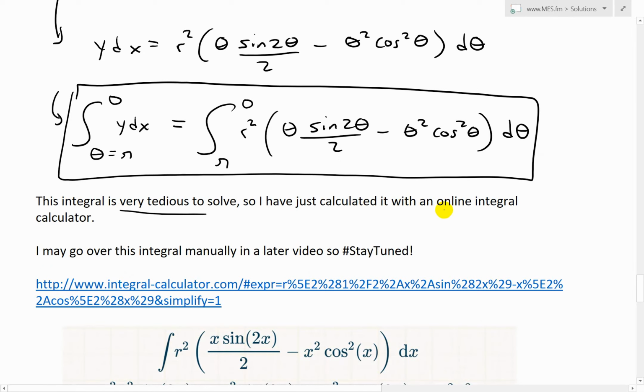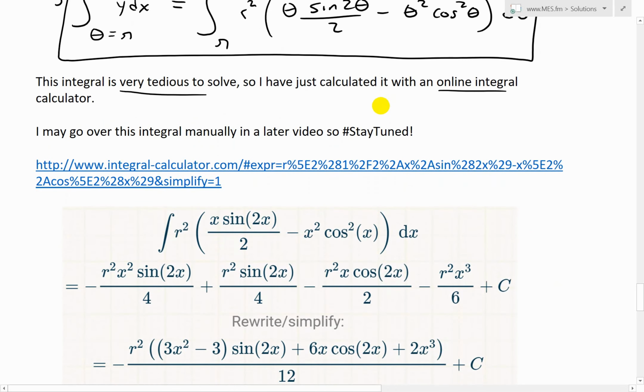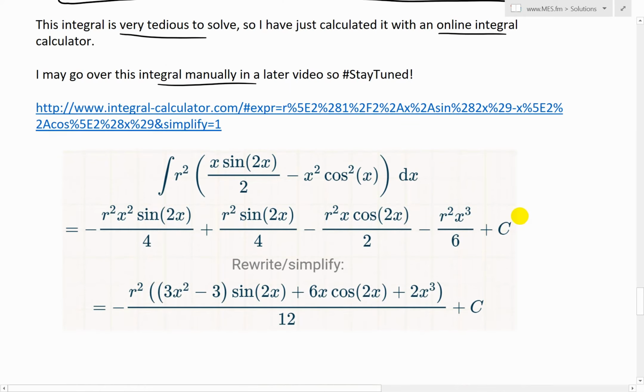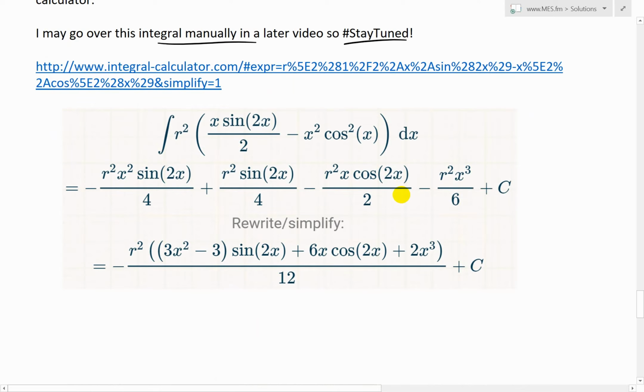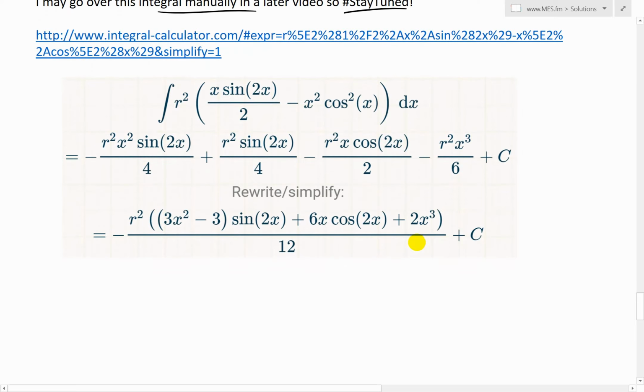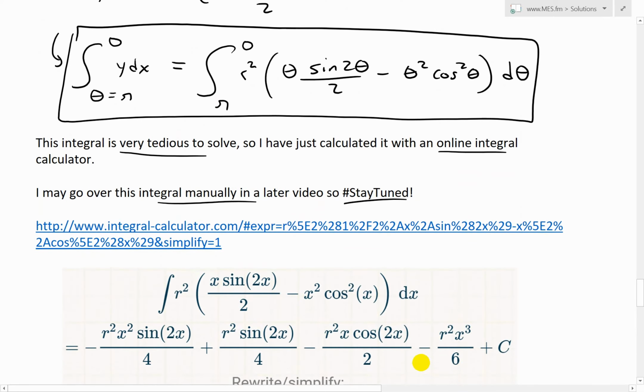So I've just calculated it with an online integral calculator. I may go over this integral manually in a later video, so stay tuned for that video. But for now I'll just use the integral calculator, otherwise the video will take forever. So this website's pretty amazing, integral-calculator.com, and we get this result. I just put x instead of theta. So let's just double check it's the exact same.